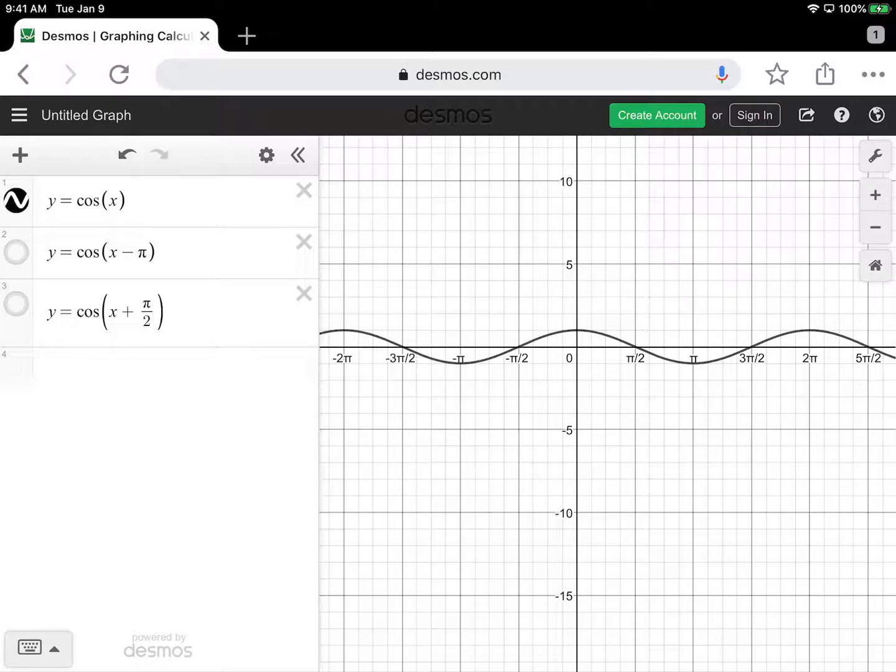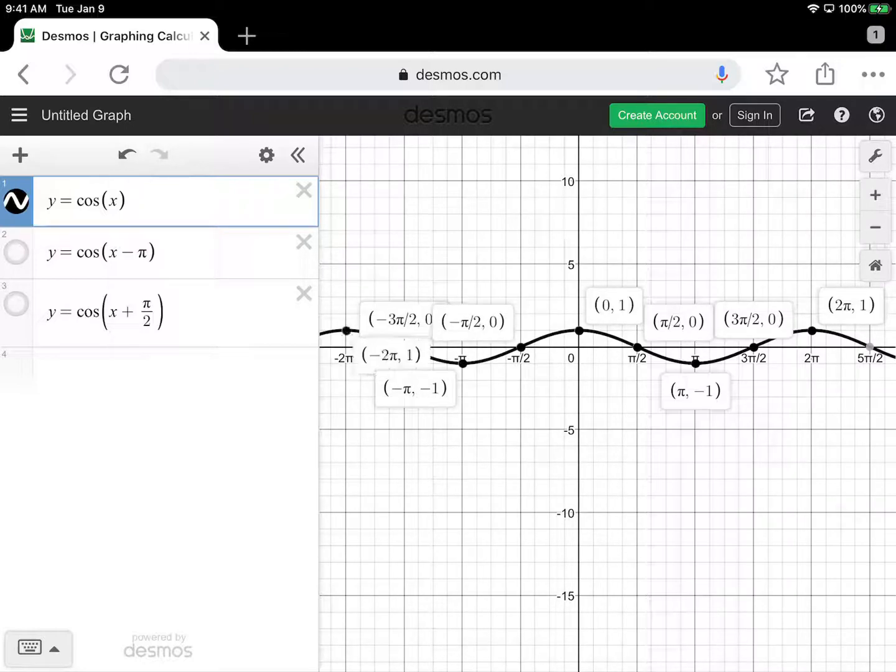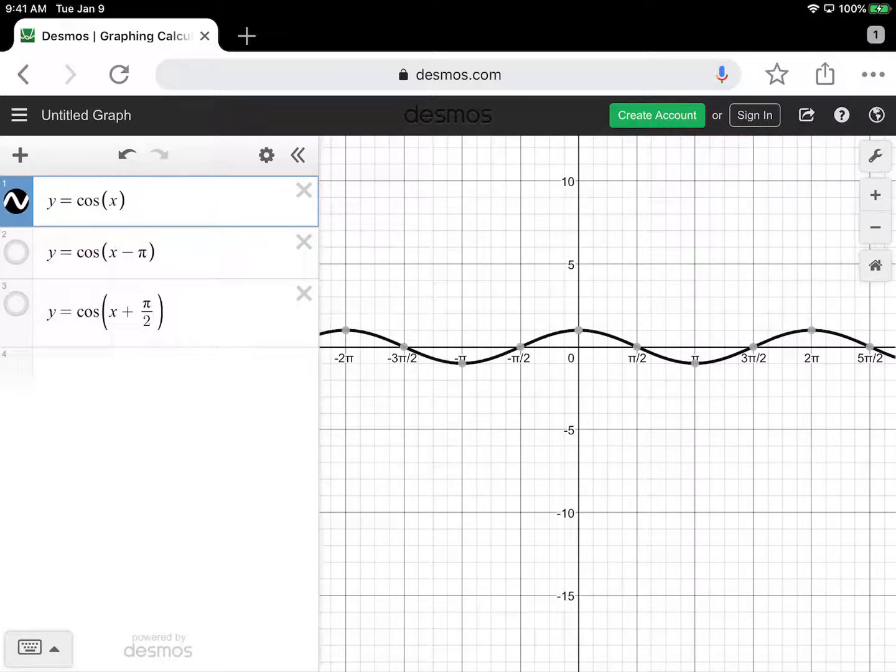Just to point out some things we know, it's symmetrical with the y-axis. It starts at a high point, hits the midline, low point, midline, high point. Those are your 5 key points. And then you can go in the other direction and so forth. So I'm going to get rid of these.